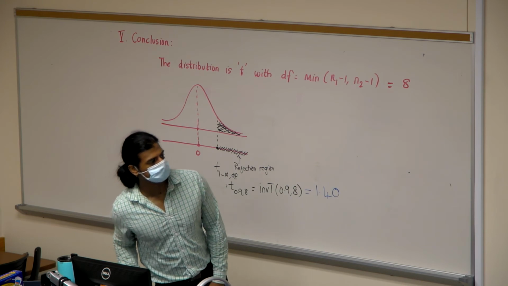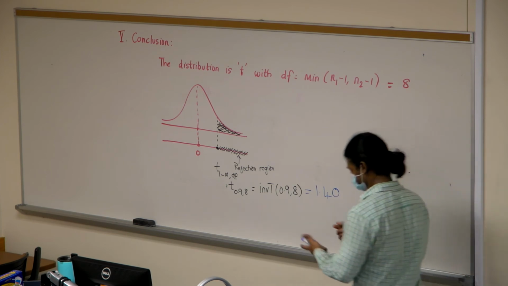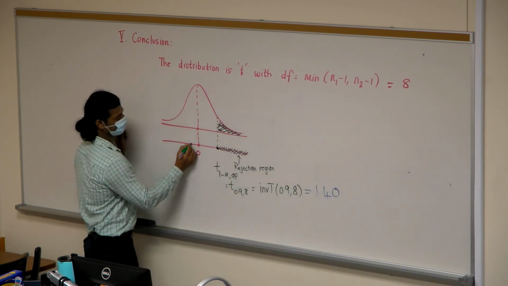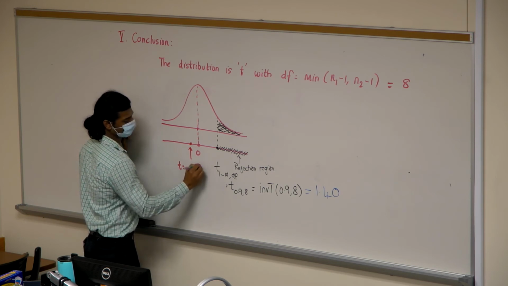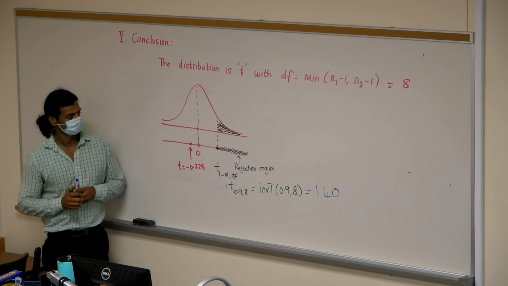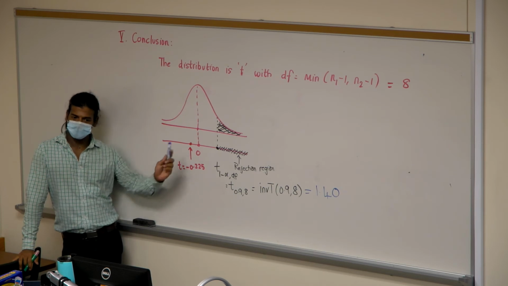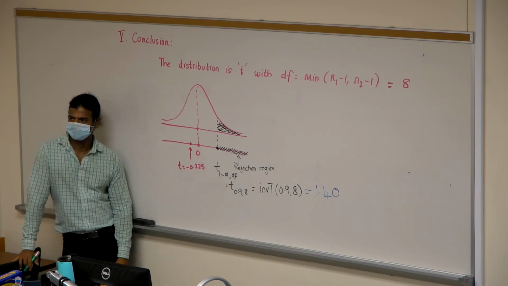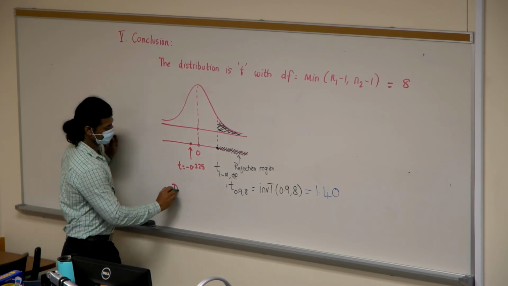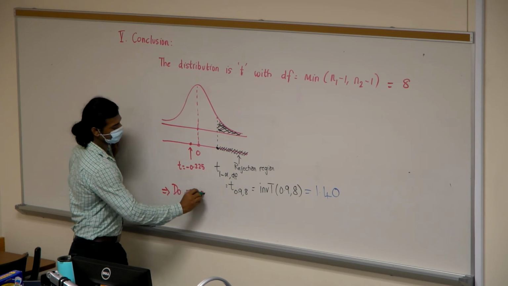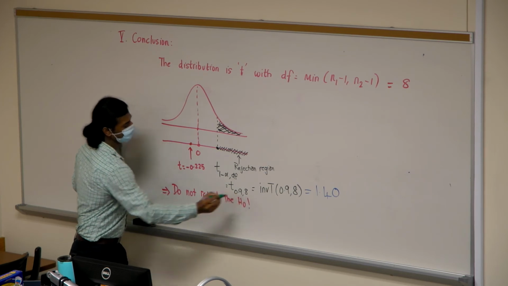Where is the test statistic? It's negative 0.225. Does the test statistic fall in the rejection region? No. Which would mean we do not reject the null.